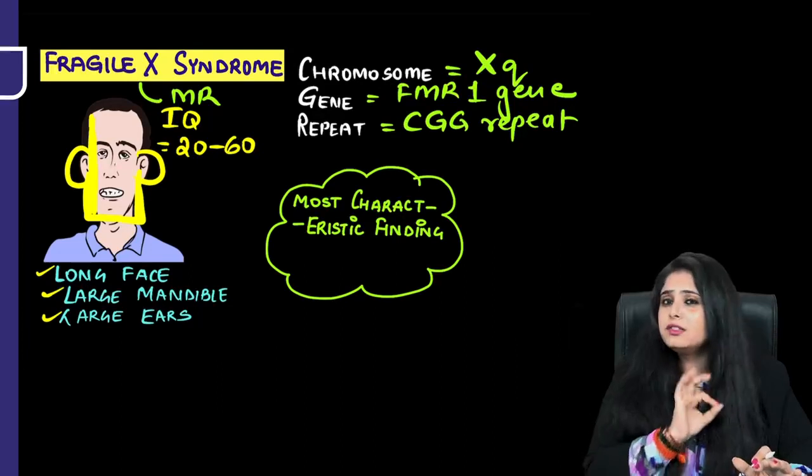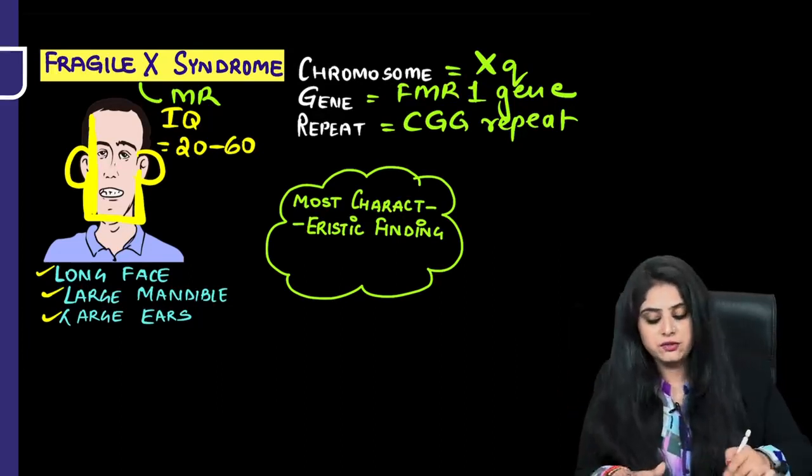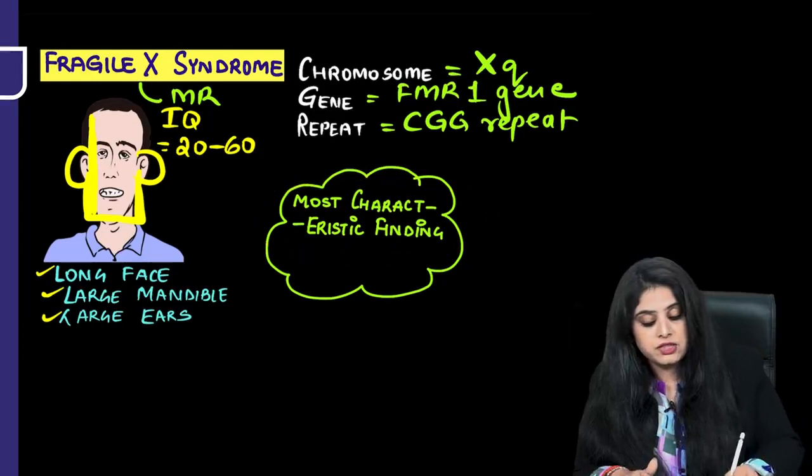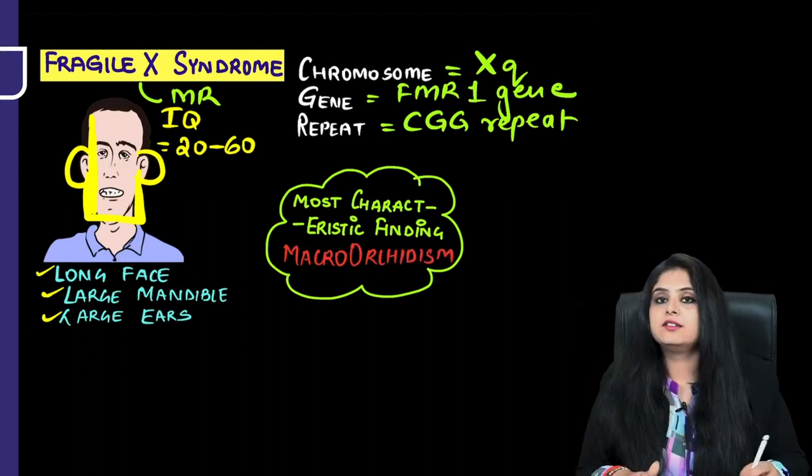But if they ask you what is the most characteristic feature, none of these. The most characteristic feature is large testes, meaning macroorchidism. Again, a previous year question. Macroorchidism, most characteristic feature. Sorted.